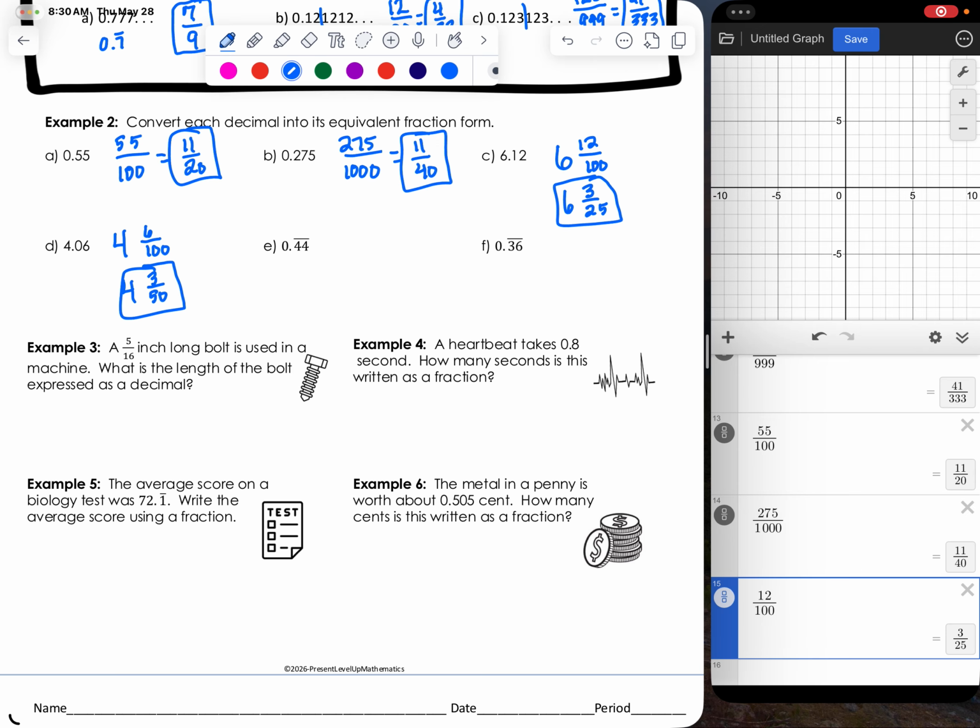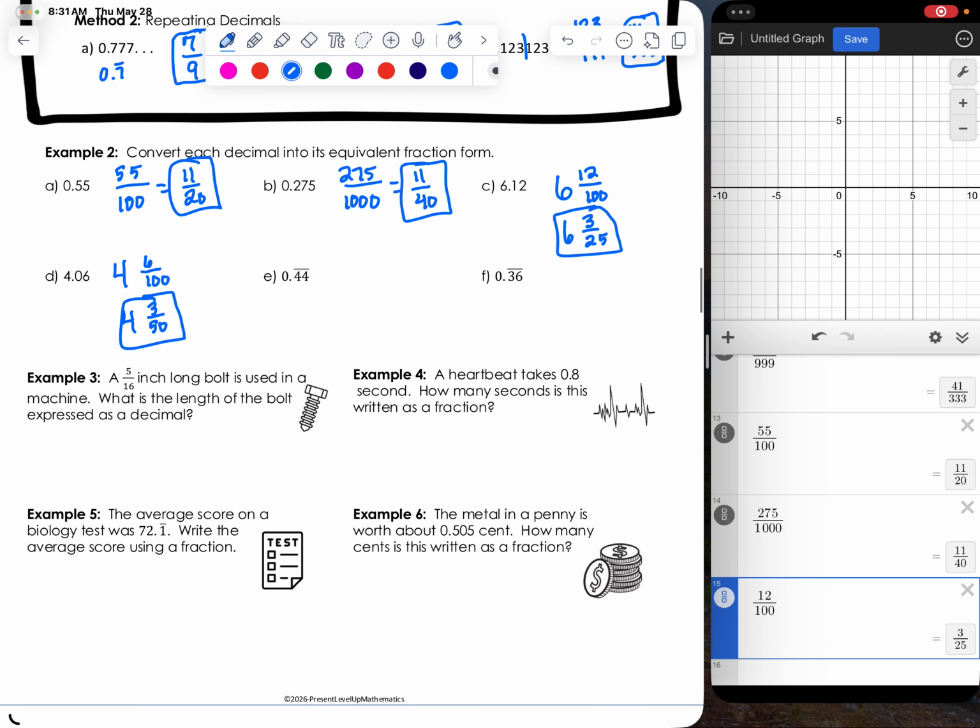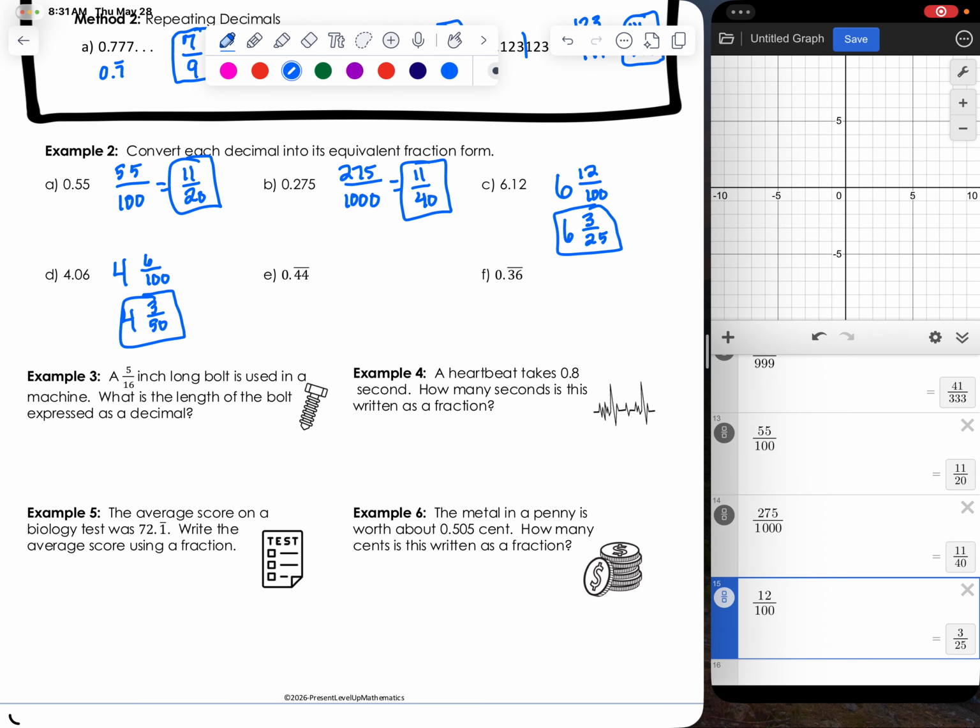All right, problem E. This is the first one we've done that is a repeating decimal. So 0.44 repeating. So really this is the same thing as 0.4 repeating. And we already know if there's one number repeating, our numerator is the number that repeats over 9. So 0.44 repeating would be 4/9.